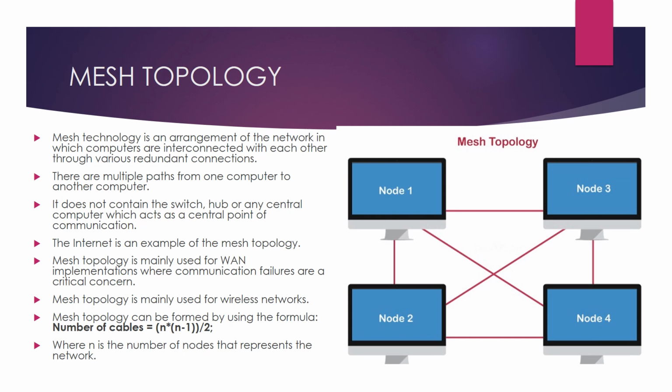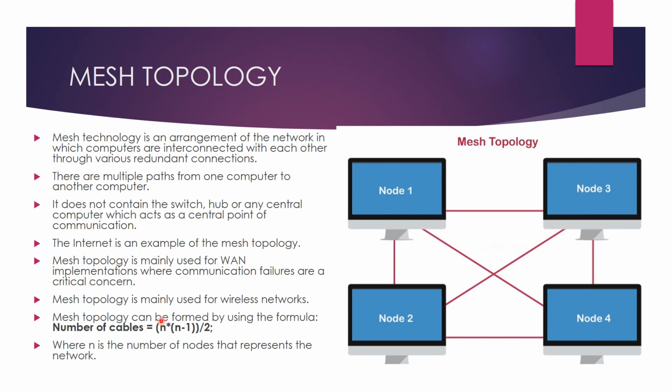Next comes mesh topology. As you can see in mesh topology, all the systems are connected to each other. Every system is connected to every other system in the network. We can define mesh topology as an arrangement of the network in which computers are interconnected with each other through various redundant connections. There are multiple paths from one computer to another. It doesn't contain a switch, hub, or any central computer that acts as a central point of communication.